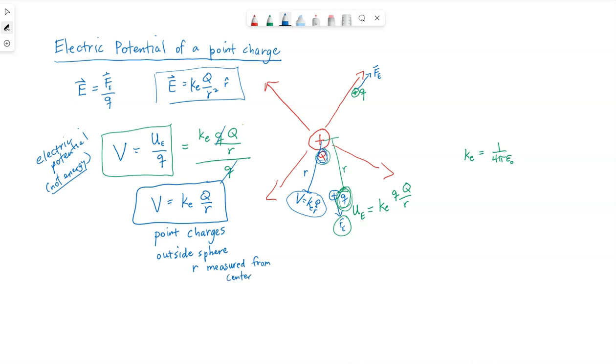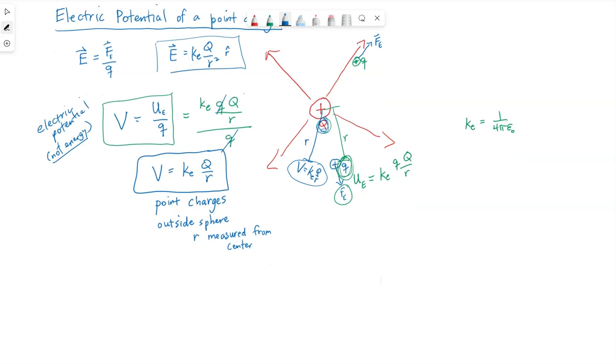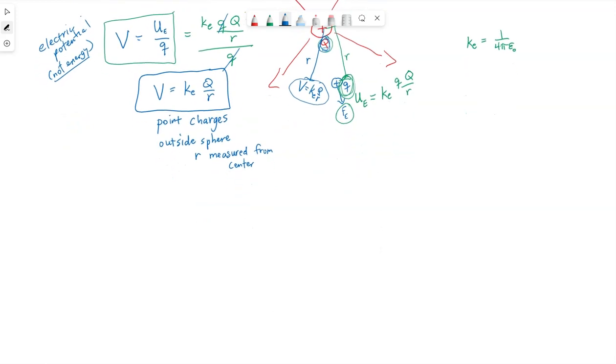So measured from the center of the sphere. So this equation is limited in that regard, but that's okay. What this is essentially telling me, let me draw a clean picture. If I have my capital Q that's creating an electric field, I'm going to draw more lines this time.